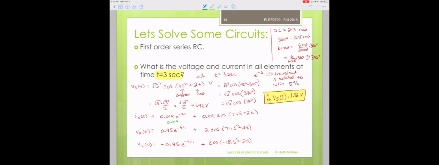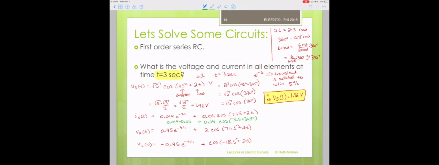We have 0.019, and we're probably going to neglect this, but we're going to multiply it out in the first place just to see what it is, times 0.05 plus, and by the way, e to the minus t is 0.049787, so it leaves you with 0.0500 as far as the significant digits go, which is why I dropped it off there, plus 0.04 times the cosine of, and we're going to take 2t. We're going to realize that 2t is 345 degrees, so 71.5 plus 345 degrees.